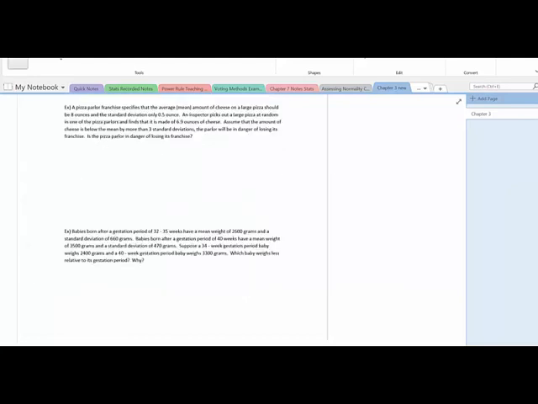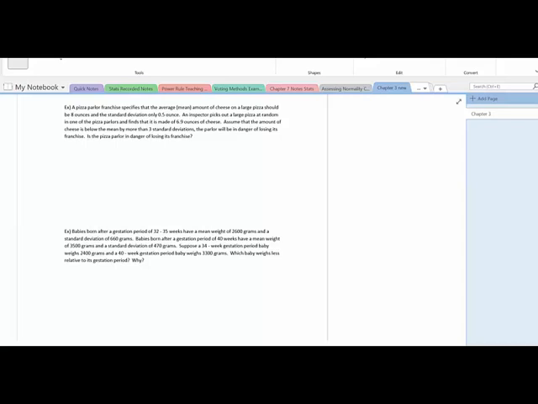Okay, let's take a look at the next example. A pizza parlor franchise specifies that the average mean amount of cheese on a large pizza should be 8 ounces with a standard deviation of 0.5 of an ounce. An inspector picks out a large pizza at random in one of the pizza parlors and finds that it's made of 6.9 ounces of cheese. Assume that if the amount of cheese is below the mean by more than 3 standard deviations, the parlor will be in danger of closing its franchise. Is the pizza parlor in danger of closing its franchise?